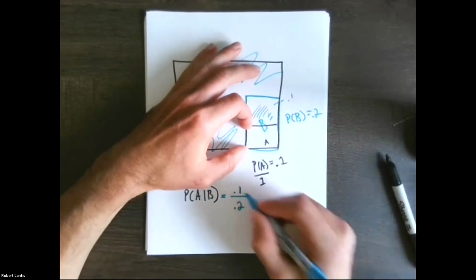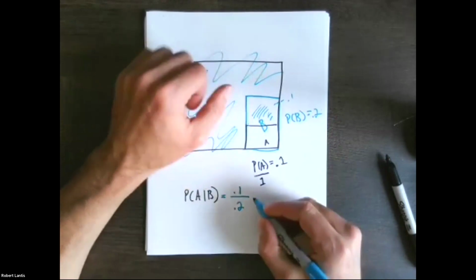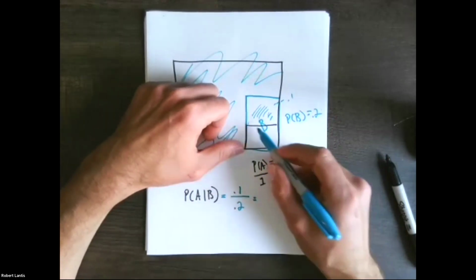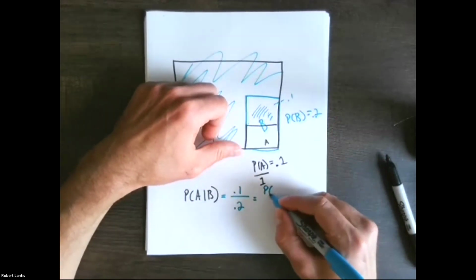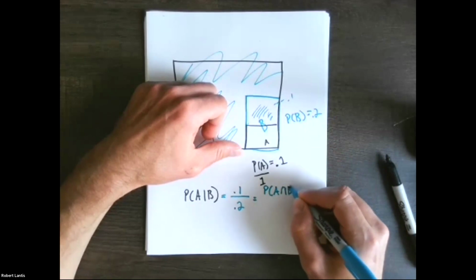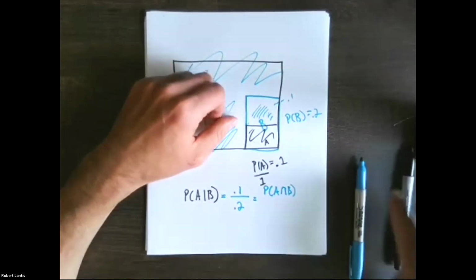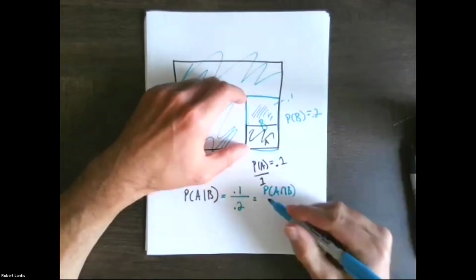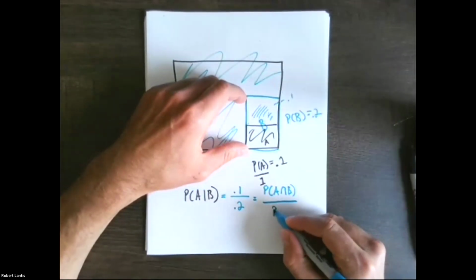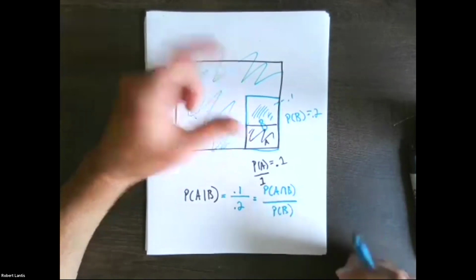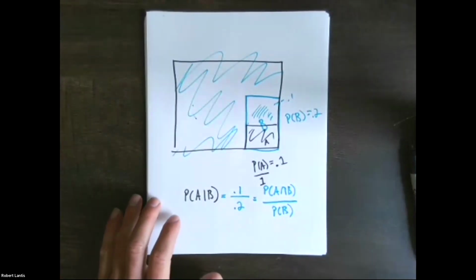Well, it had an area of 0.1. Notice, what does that really look like? This was the probability that I was in A and in B, where these would overlap, divided by the entire area of B, or the probability of B. This is exactly where our multiplication rule comes from.